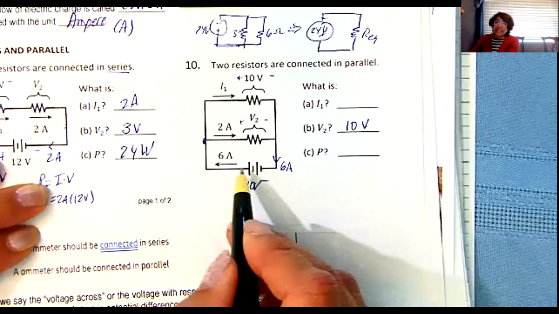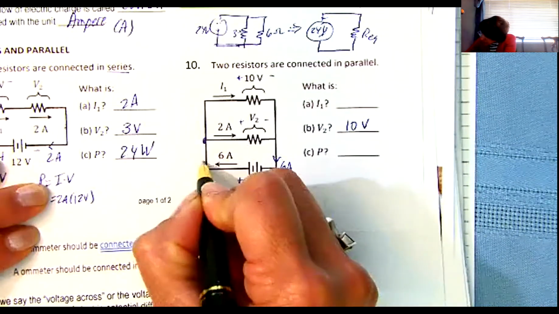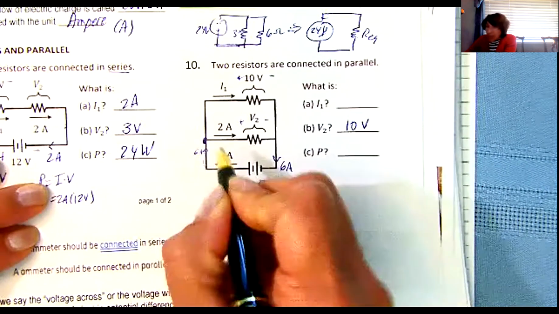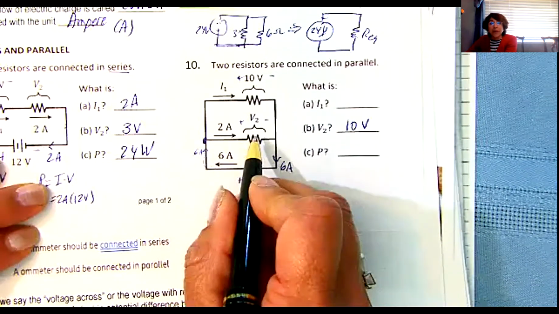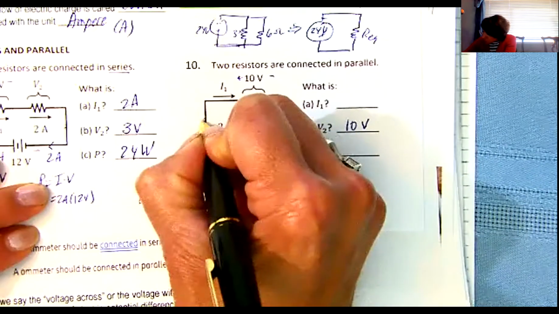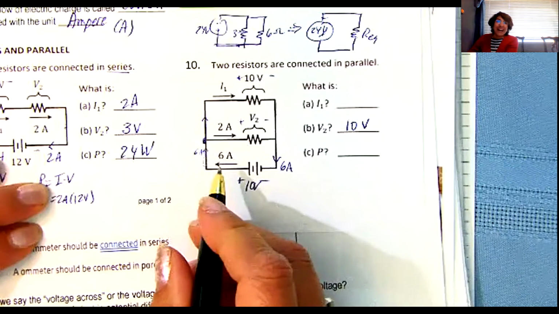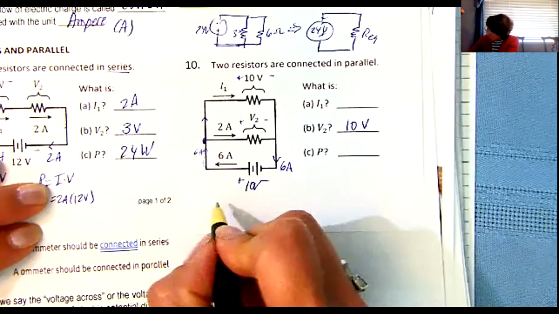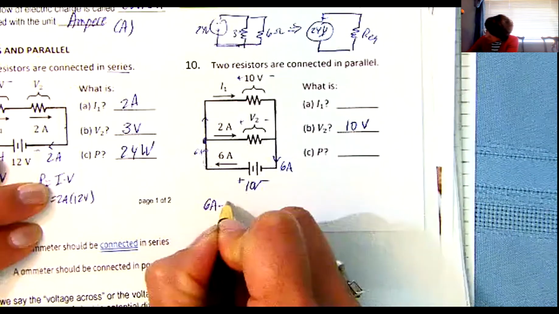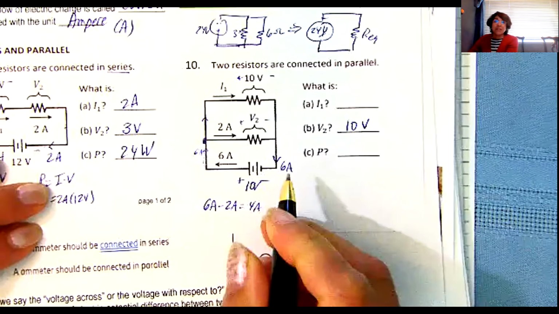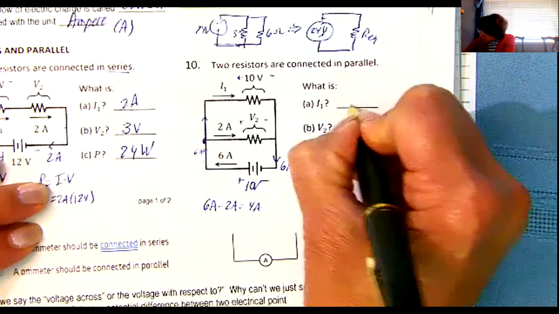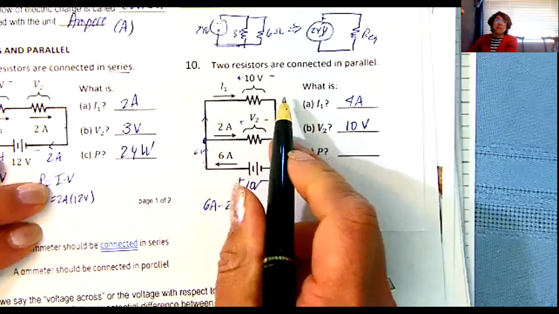Brianna, I got 6 amps going in here. 6 amps is going in here, 6 amps. And then 2 splits off this way. So how much is left over to be able to go up here? Oh, okay. 4? There you go. She goes, I know 6 amps minus 2 amps is equal to 4 amps. Okay, so I got 4 amps going through this resistor up here.